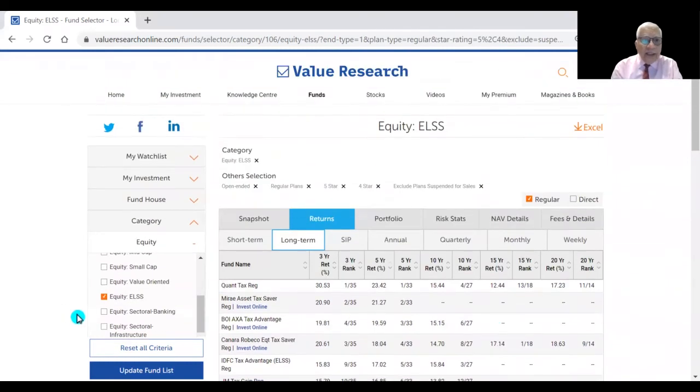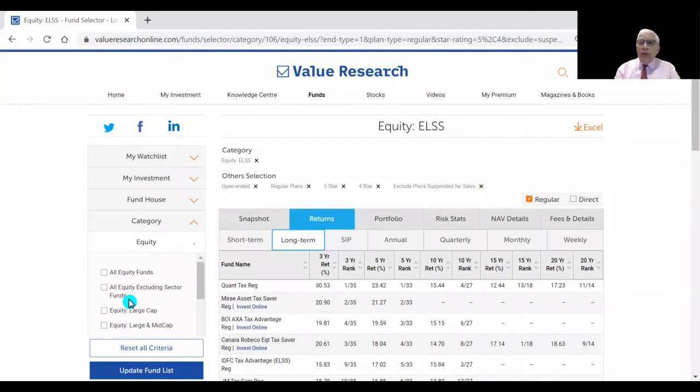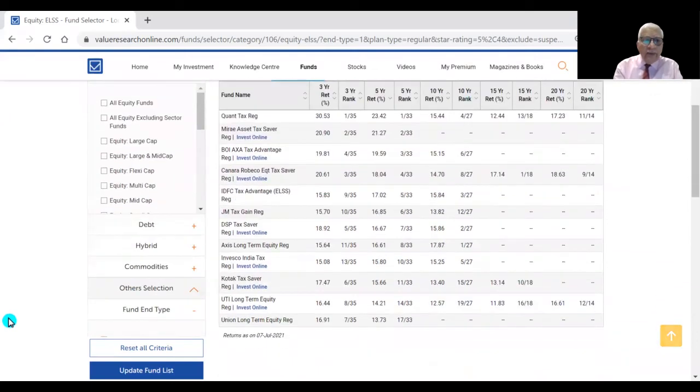Now in this list over here, you will find various categories. If you want to have all equity funds, you can keep all equity funds. Okay, then you can retain only 5-star, 4-star out of all equity funds, and then order them in the decreasing order of 5-star and 4-star. Okay, so various things are possible.